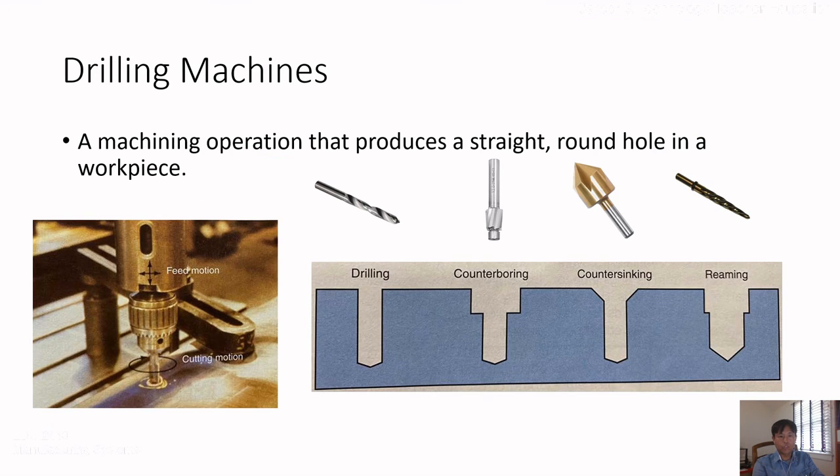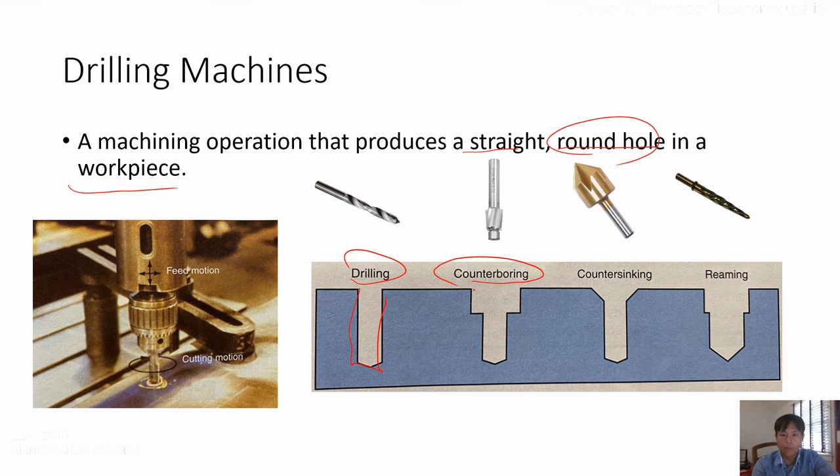And second is the drilling machine. This is a very common machine in manufacturing as well as technology classrooms. That machine operates to produce straight or round holes in workpieces. In general, we use the drilling machine to make round holes. There are many types of drilling machines, but four types are general. So drilling is just making a hole like this.